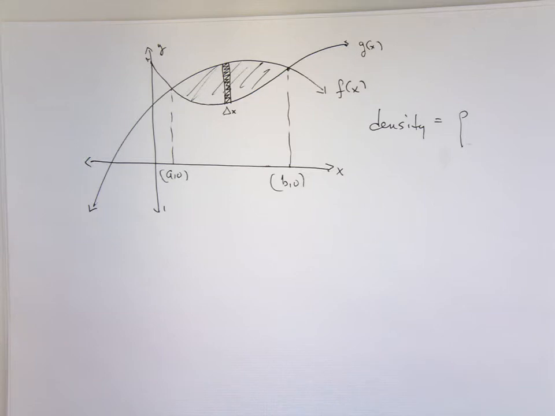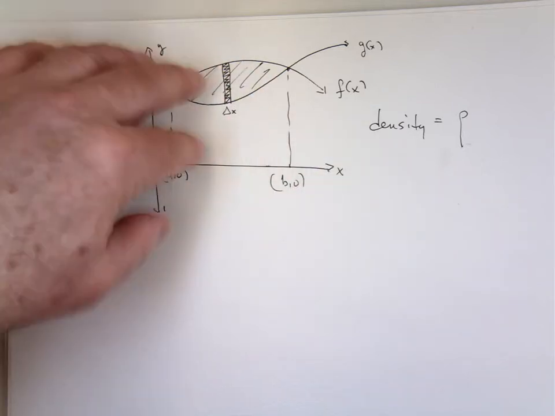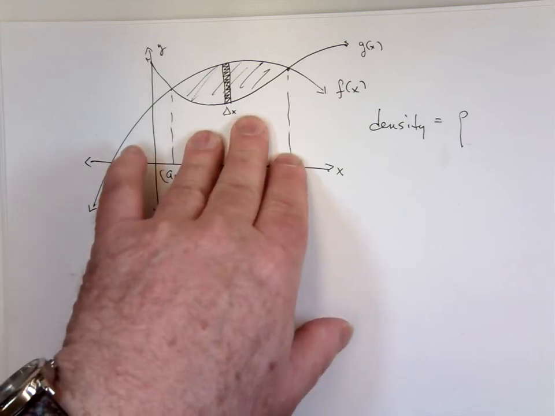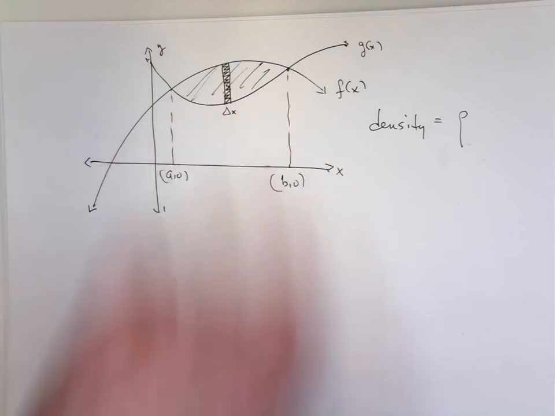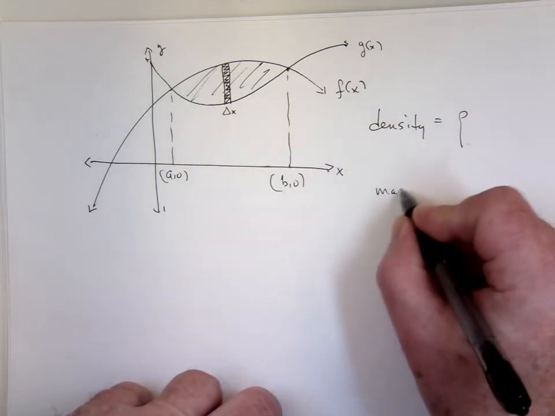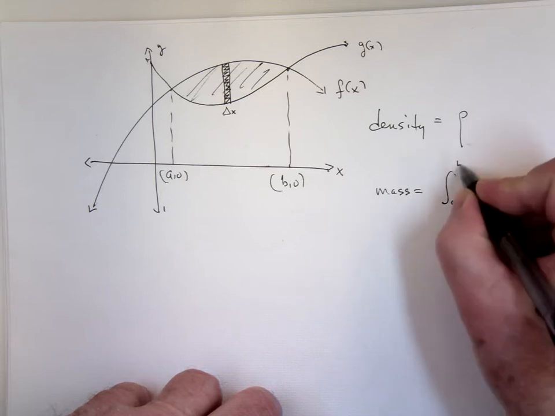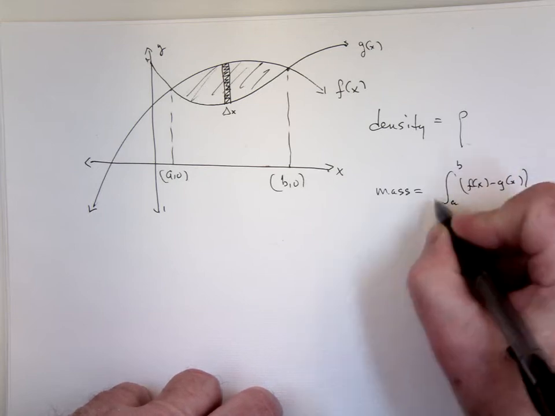So, we want to find the mass. Now, you can make this argument, and I'm thinking about making it right now, except it's nicer to do it in a more general argument. How can you find the mass of this lamina of constant density? What would you do to find this mass? Find the area and multiply by density. The mass of this object is the area bounded by the two, and we know how to do that, top minus bottom, times a density function.